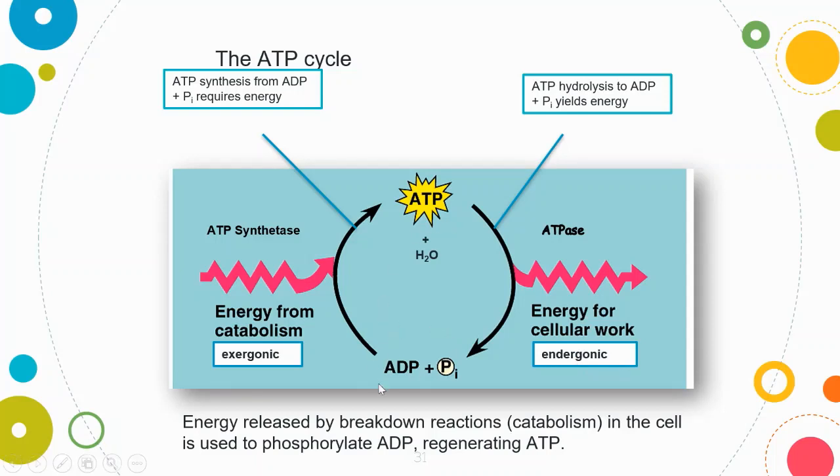Next, the ADP is phosphorylated to become ATP. So for this phosphorylation process, ADP needs energy. So it gets the energy from catabolism or exergonic reaction because the exergonic reaction releases energy. So that energy is used up to phosphorylate the ADP to become ATP.